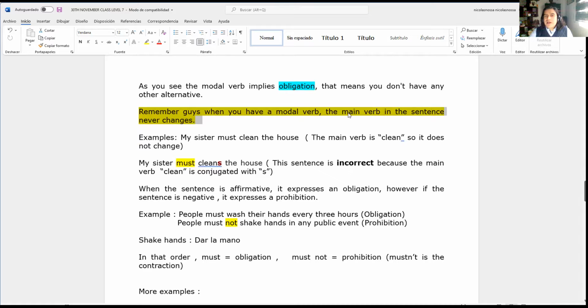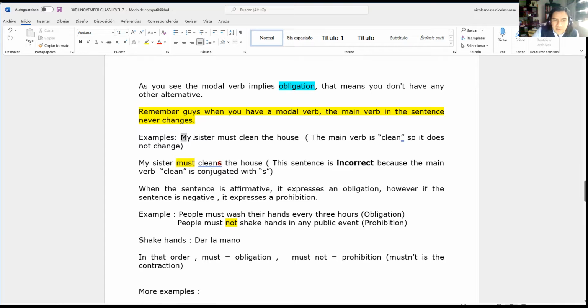Example. Si hay un verbo principal en la oración, cuando hay un verbo modal, perdón, y hay un verbo principal, pues ese verbo principal nunca cambia. ¿Qué es eso de que nunca cambia? Pues no se le pone S, no se le pone ING, no se le pone ED, nada de eso. El verbo está en su forma natural.